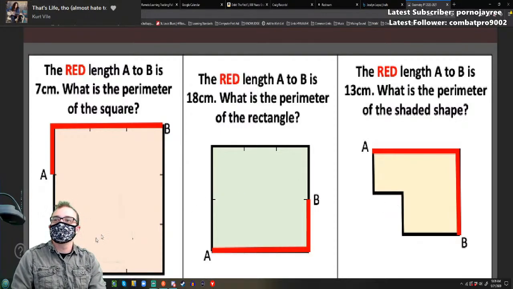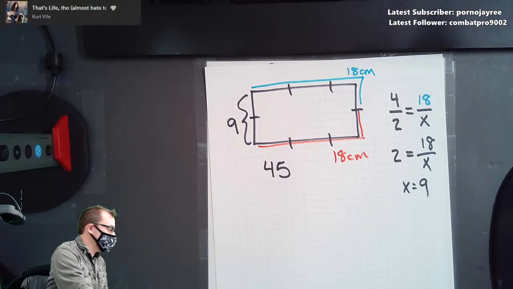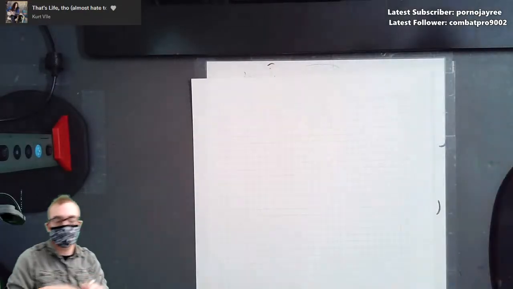Let me draw it real quick. If you want to draw, there's paper up there and markers. You don't even have to draw what I ask you to draw. You can just draw.